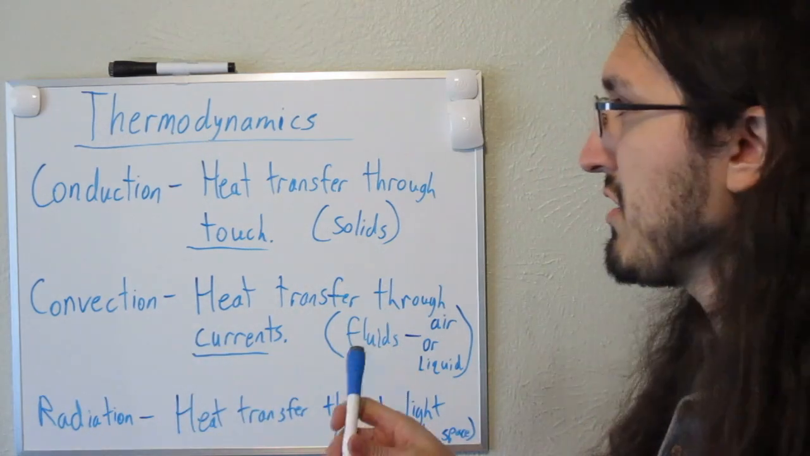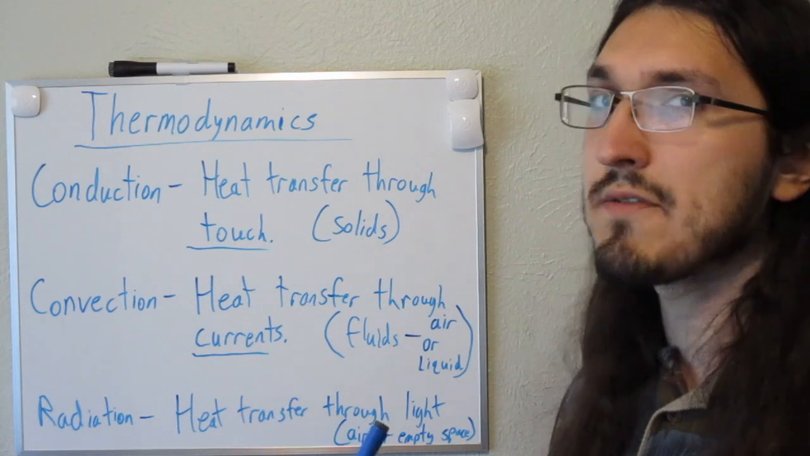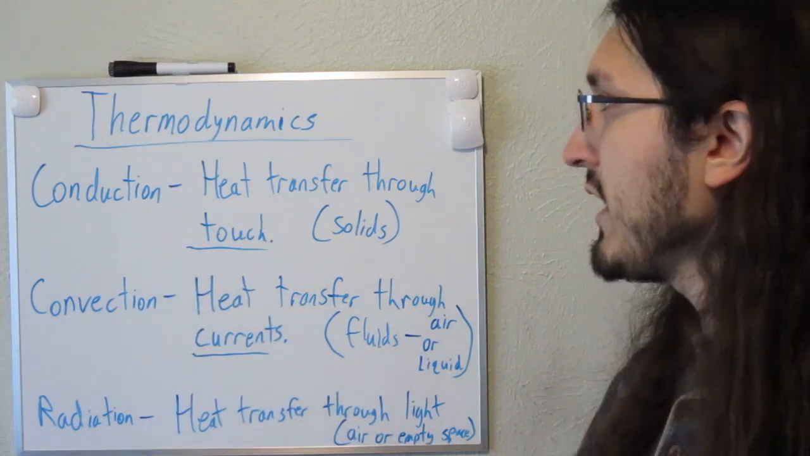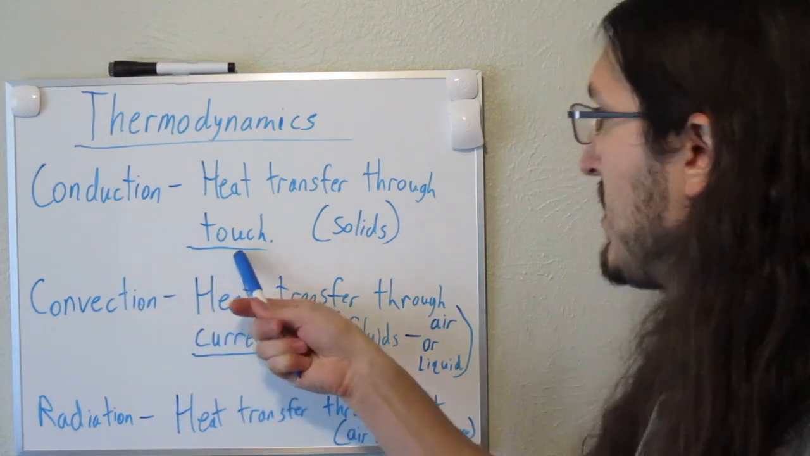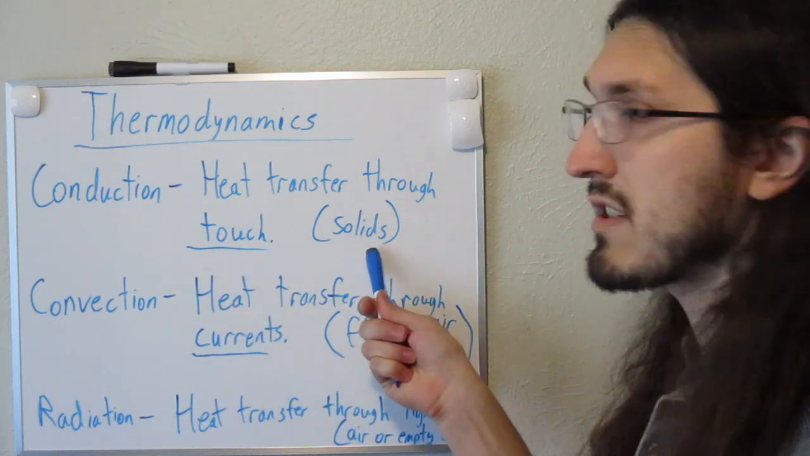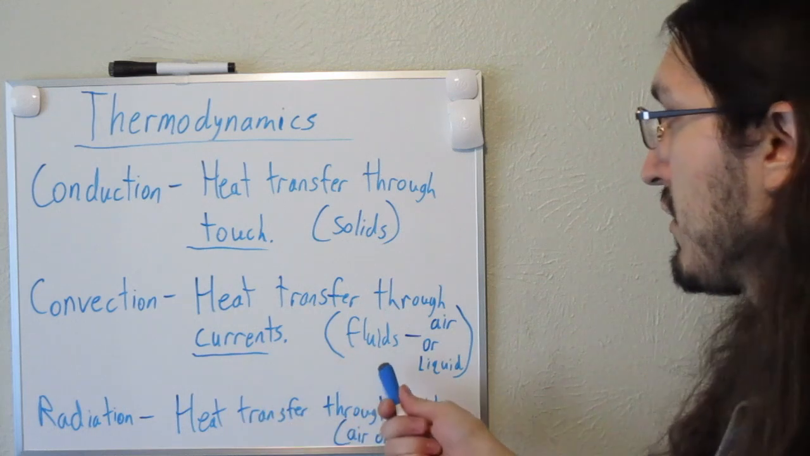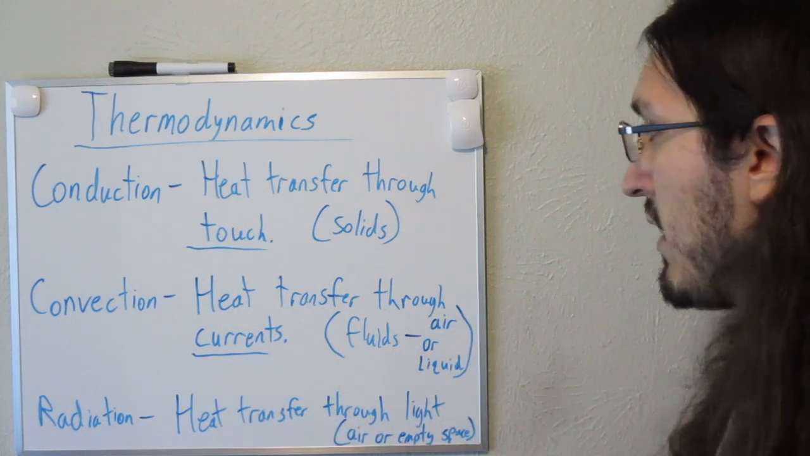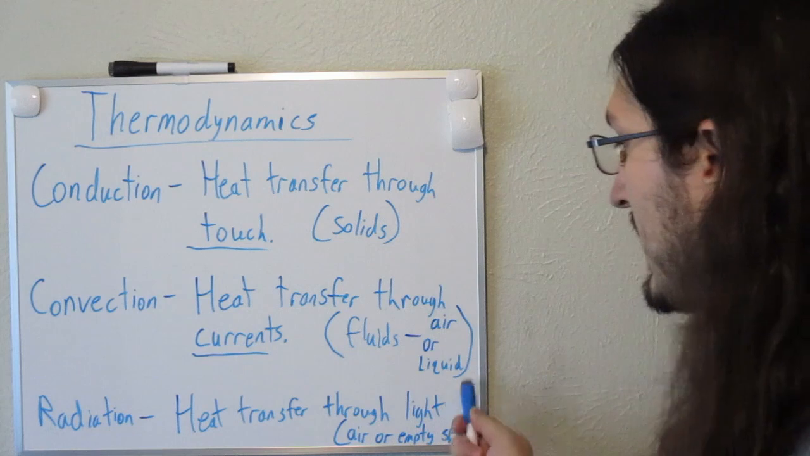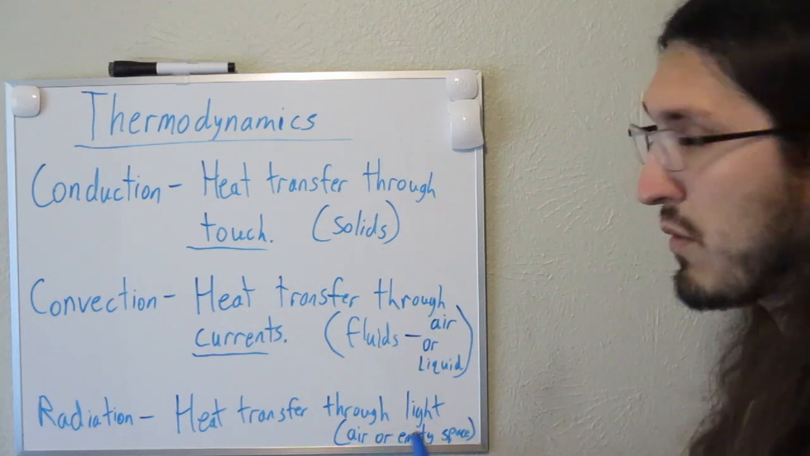So in conclusion, we talked about the 3 different ways heat can be transferred: conduction, convection, radiation. Conduction is through touch, and it usually occurs between solids. Convection is through currents, which can occur through fluids, either air or liquid. And radiation is through light, which can occur in air or an empty space.